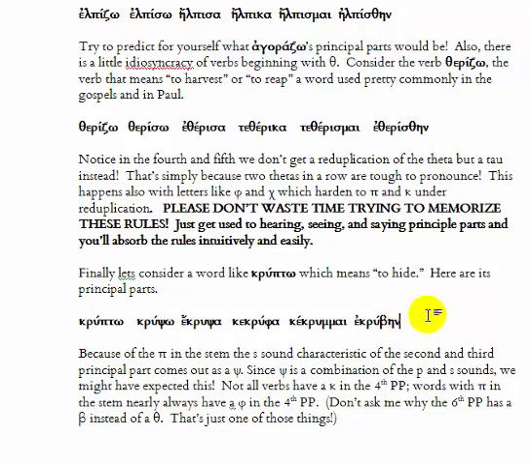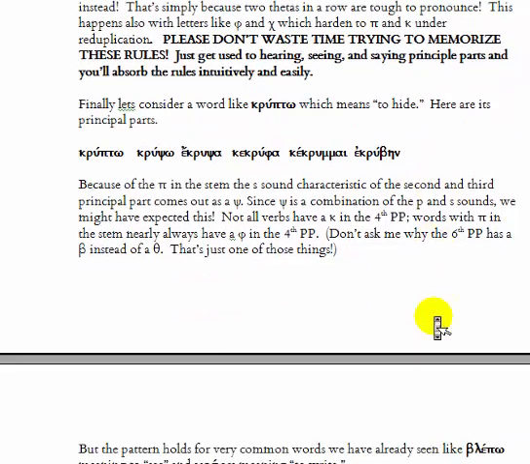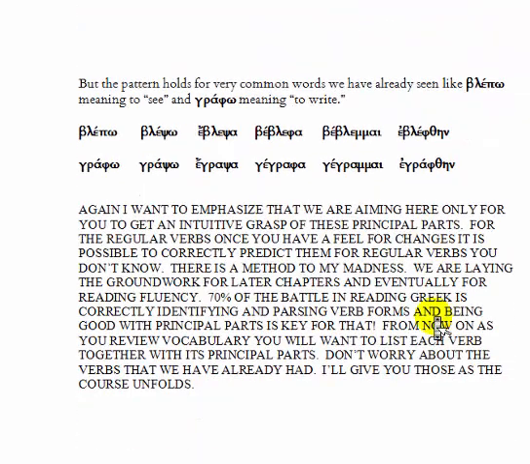Okay, so one more time. Krupto, krupso, ekrupsa, kekrufa, kekrumai, ekrubthane. So again, keep in mind sometimes we get a phi in the fourth principal part as opposed to a kappa, which is what we've seen so far mostly.